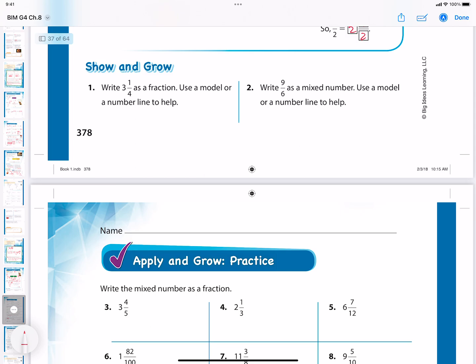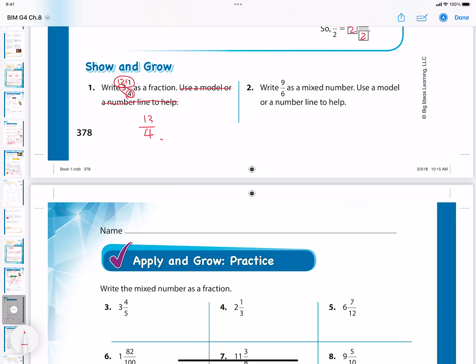Number 1, write 3 and 1/4 as a fraction. Use a model or a number line to help. We don't need it, I'm sorry, because we know the shortcut, which is what? Cross multiplication strategy. So 4 times 3 is what? 12 plus 1 over 4. That's it. 13 over 4. That's simple.